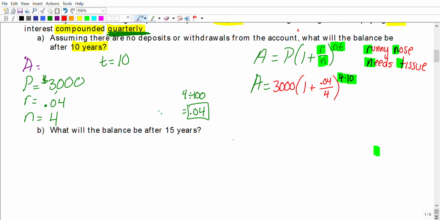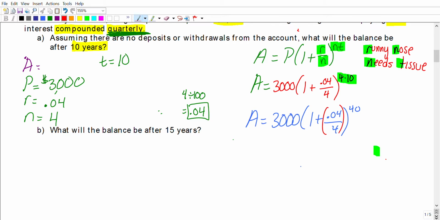So what you should actually be typing into your calculator is this: 3,000, 1 plus 0.04 over 4, and then raised to the 40. And actually, you're going to want to put that in parentheses as well. These are a little bit tricky, guys, because we have a lot of numbers here. You have to make sure you use the right amount of parentheses and you do the right amount of calculations here. This can get a little difficult if you don't do it correctly.